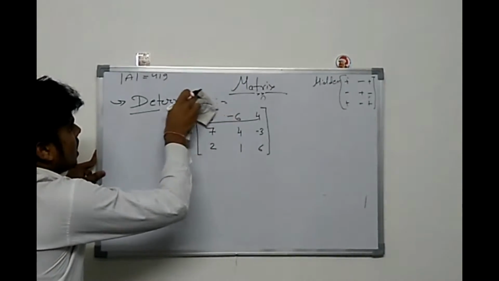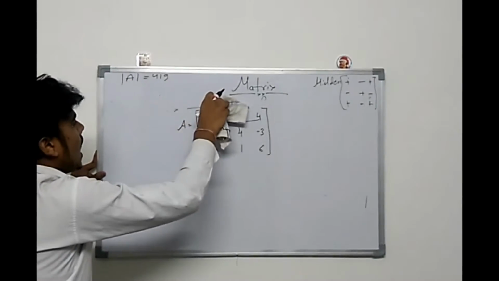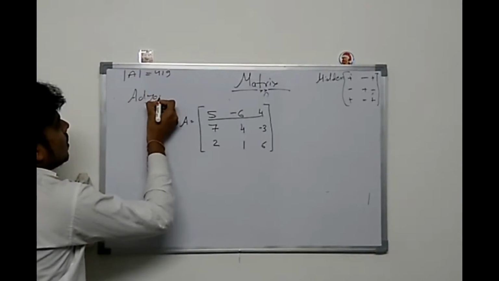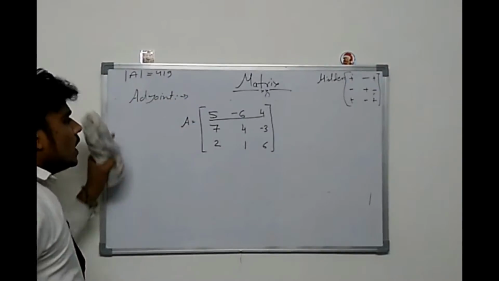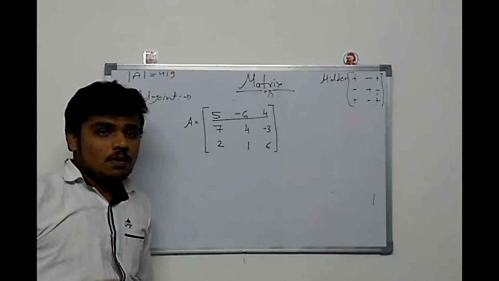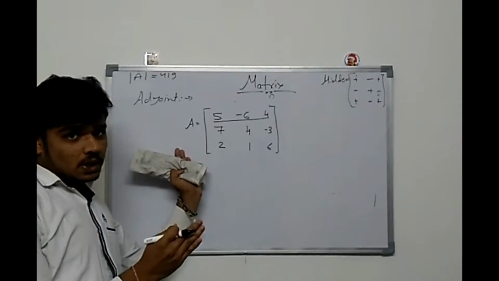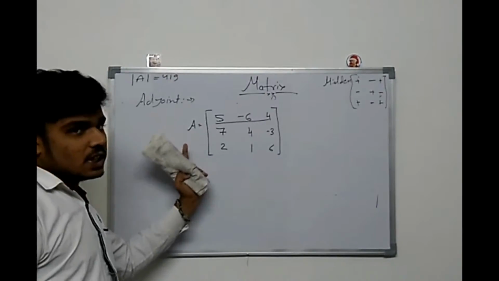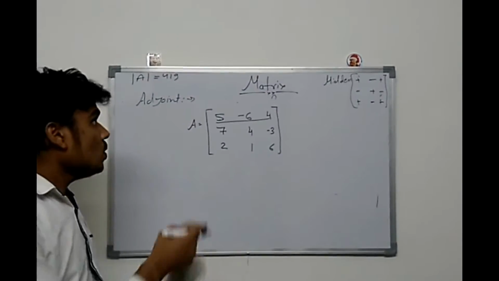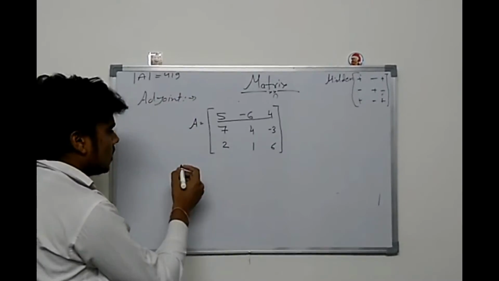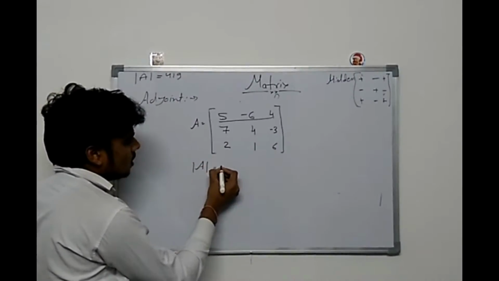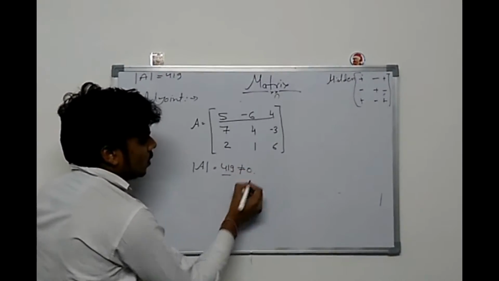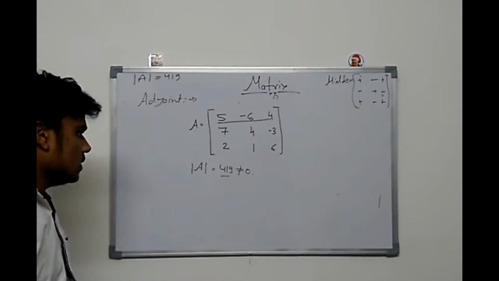Then we talk about the adjoint. What is the adjoint and how can we find it? If we want to find the adjoint, first we find the determinant, then we find the cofactors. This matrix determinant, as we found a little while ago, is 419, which is not equal to 0, so we can use the adjoint and inverse.